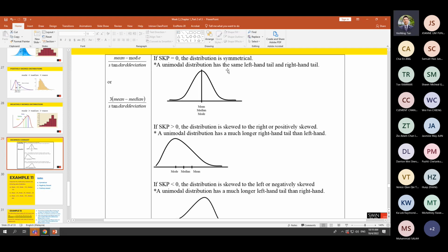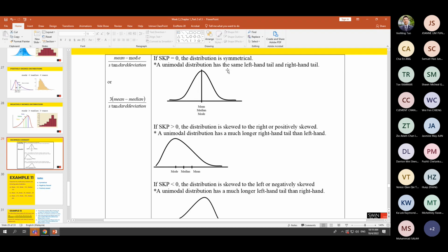Then some students may ask, what happens if we don't have the standard deviation? How to make the decision then? Don't worry, because we know that standard deviation is always positive. Even though we don't know the standard deviation value, we know that it's always positive. So 0 divided by a positive number is still equal to 0. Without knowing the standard deviation, we still can make a conclusion on the data distribution pattern.